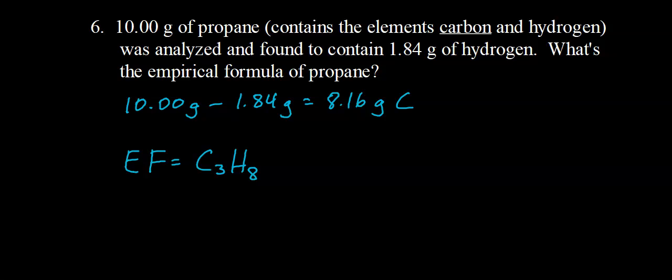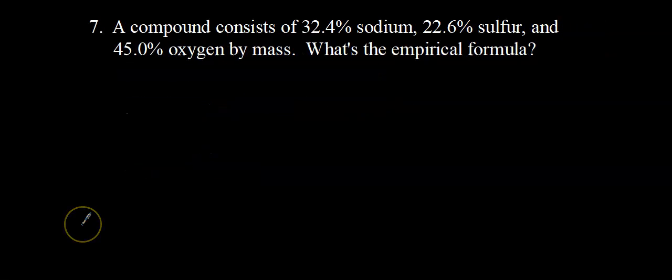Now let's do one more, a little different problem. I know there's not room for it in your notes, so go to the back page of your notes and let's try this one out. Go ahead and pause the video while you copy the problem. I'll read it to you first. A compound consists of 32.4% sodium, 22.6% sulfur, and 45.0% oxygen by mass. What is the empirical formula?